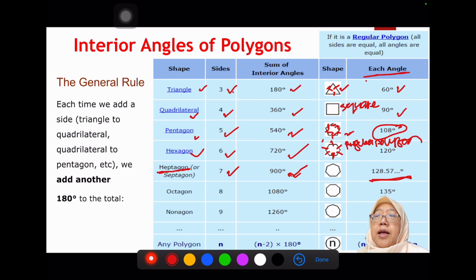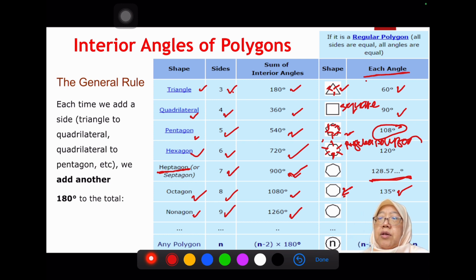And then octagon is 8. The sum of interior angles will be 1080 degrees. This is an octagon. All the sides will have the same length. Each angle is 135. Nonagon is 9 sides. The sum of the interior angles is 1260 degrees. This is how it looks like. All the sides will have the same length, and each angle is 140.